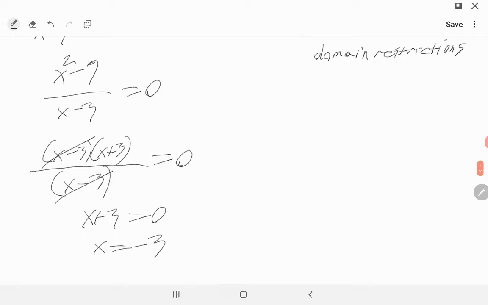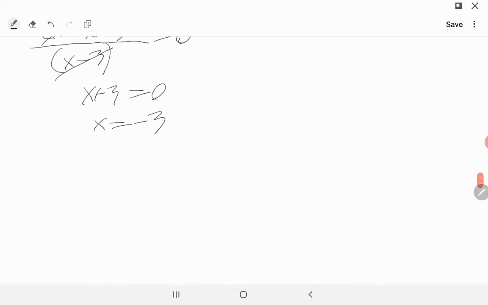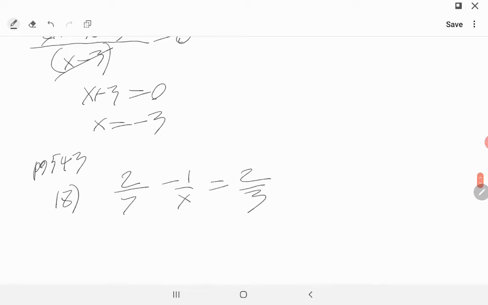So if we try number 18 on page 543, we've got 2/7 minus 1 divided by x equals 2/3. And so we notice that what we're often going to want to do is, before we have two options. We could subtract 2/7 from both sides.